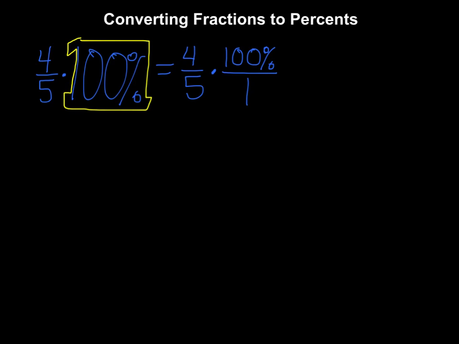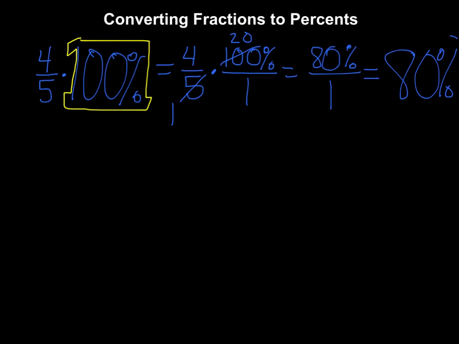Now, we can do a little reducing before we multiply, which always makes things easier. So 5 goes into both of these. 5 goes into itself once, and goes into 100 20 times. And so we multiply 4 times 20%. Well, 4 times 20 is 80, and the percent sign tags along. And then on bottom, we have 1 times 1 is 1. Well, 80% over 1 is just 80%. So, 4/5 is 80%.